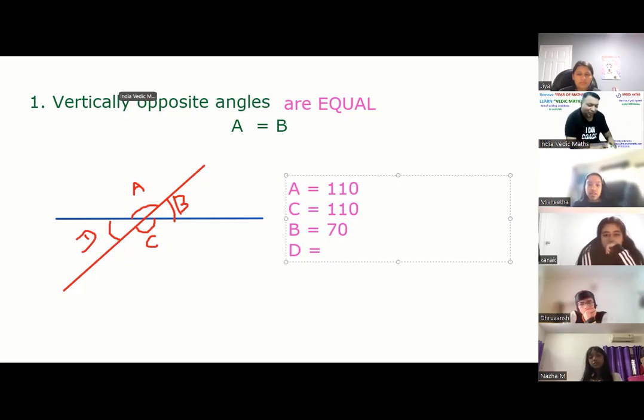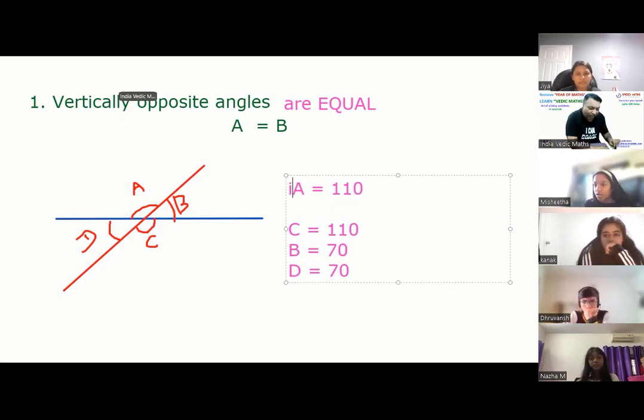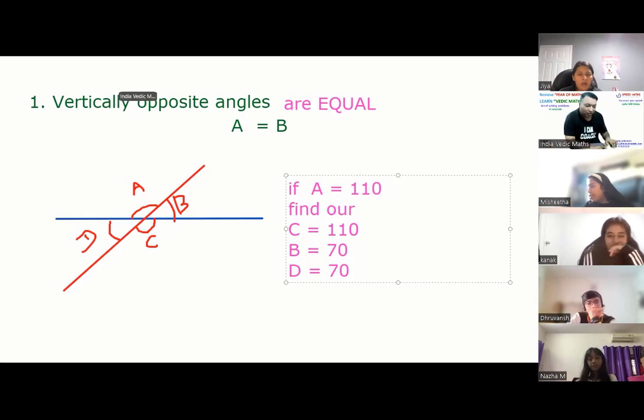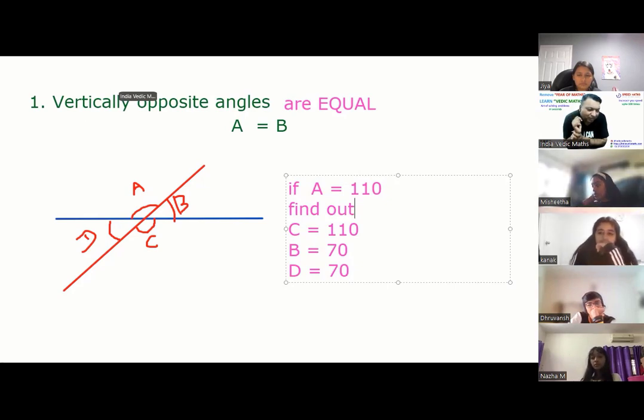70 degrees. So, guys, very good, Mishita. So, guys, what have we done? We were knowing only the first angle. We found out 3 angles just because we know vertically opposite and we know straight angle. Right, Jia? We were knowing only one angle, 110, and we got all the 3 other angles.